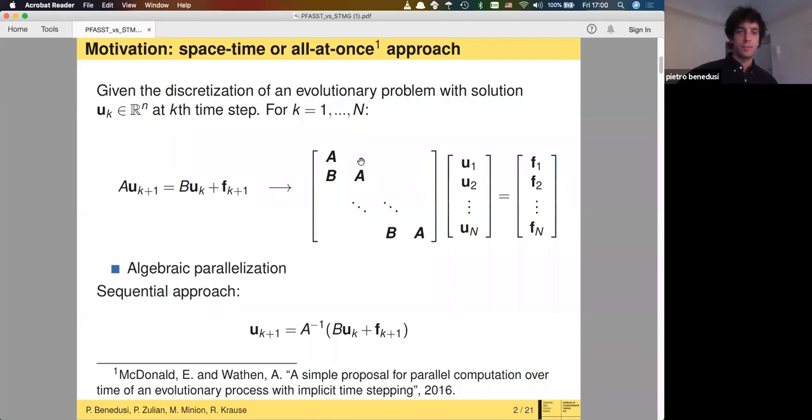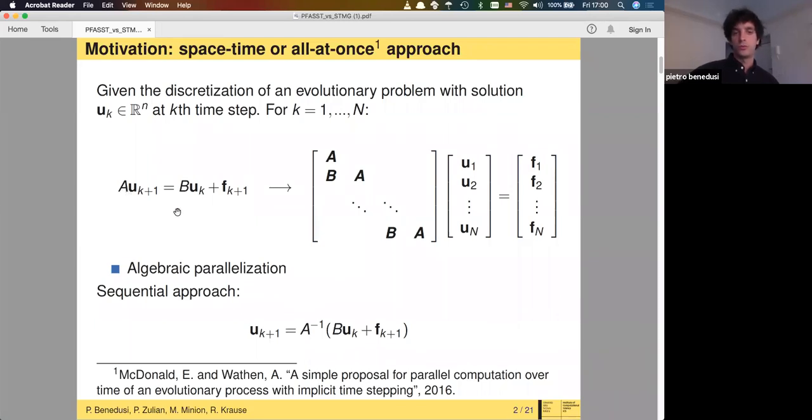The approach I'm following can be called space-time, or also all at once. If I can do a very short introduction, this is what I would say. If you have any kind of evolutionary problem, where you want to evaluate U^k, where k is your time step, you may end up with this kind of equation here. For example, if you're using an explicit method, A would be just the identity matrix.